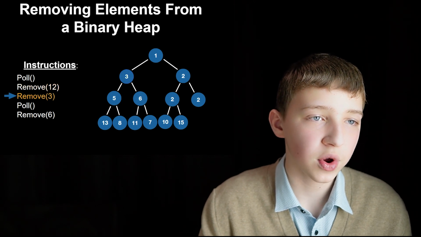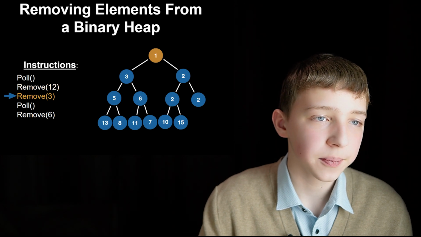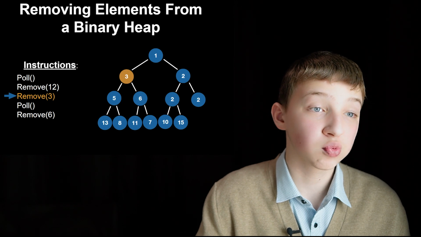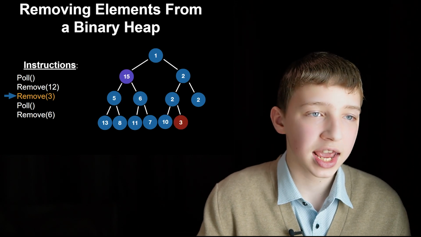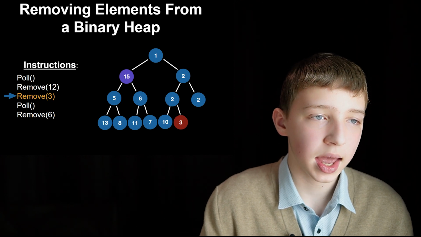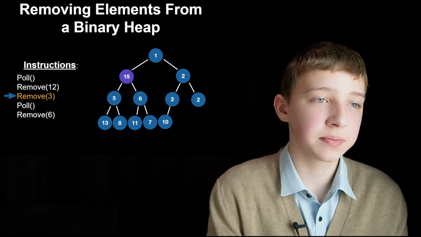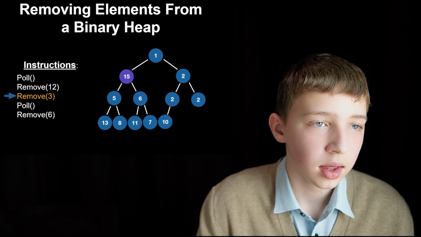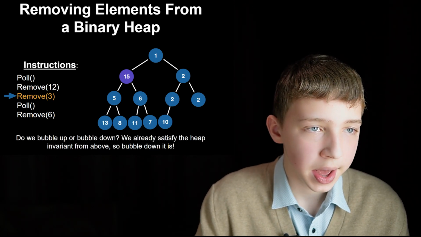And now we want to remove 3. For example, first we want to find it. So as we found it, we swap it with the root node, swap it with the last node in the binary heap, and remove it as before. So now we bubble it down, we sink it.